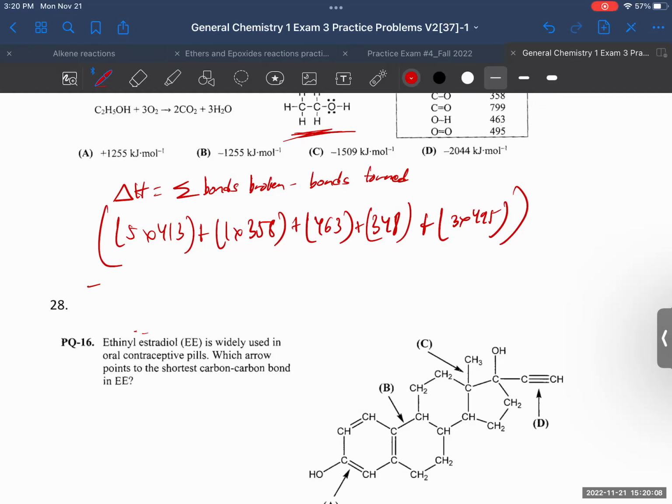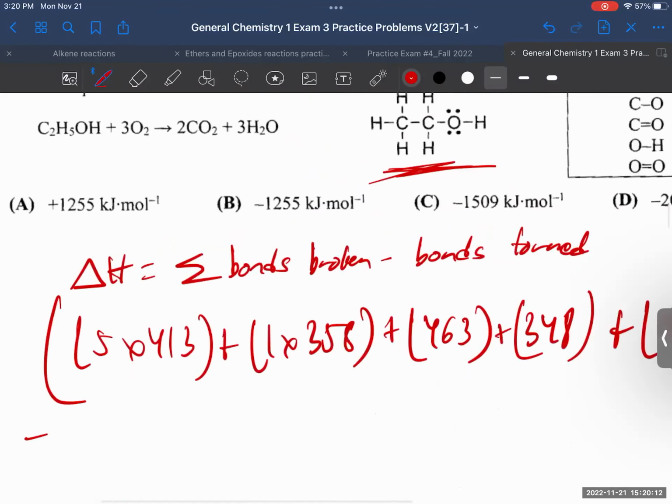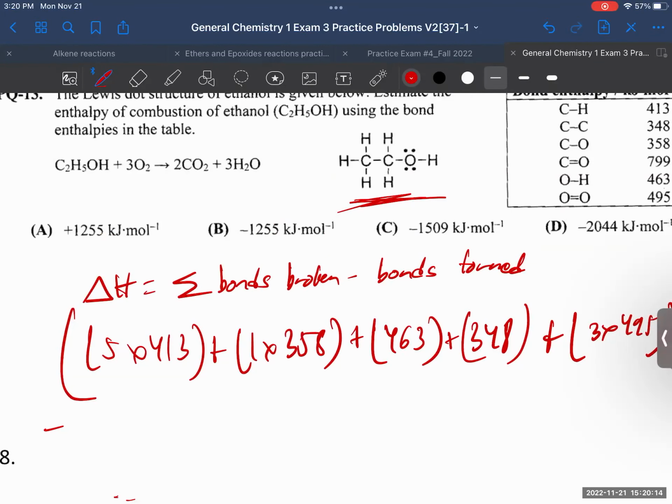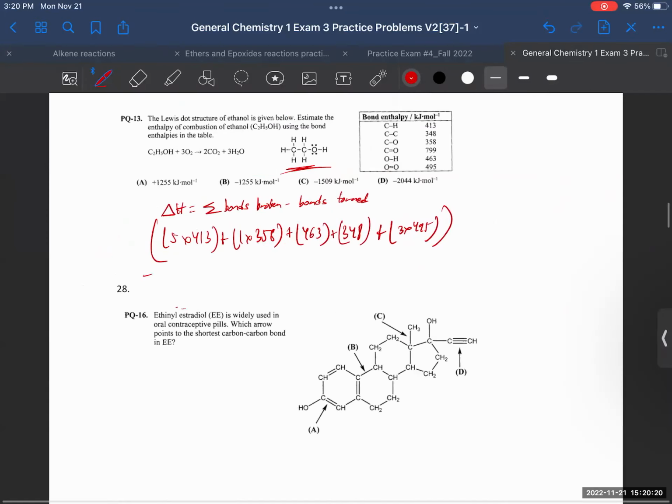So minus the bonds formed. How many carbon-oxygen double bonds do we have? There's 3. Three double bonds, and then these 4 times 799. And then I got the right answer.